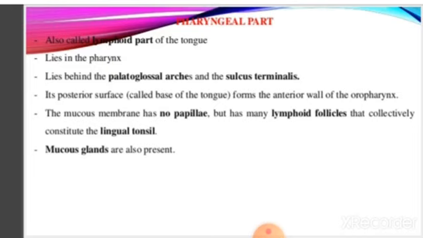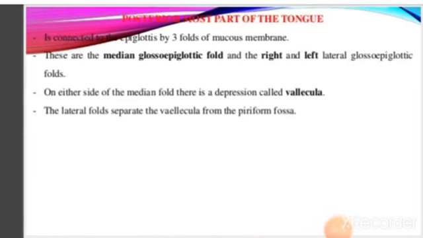Now the most posterior part is connected to the epiglottis by 3 folds of mucous membrane. These are the median glossoepiglottic fold and the right and left lateral glossoepiglottic folds. These are the various folds through which it is connected to the epiglottis.